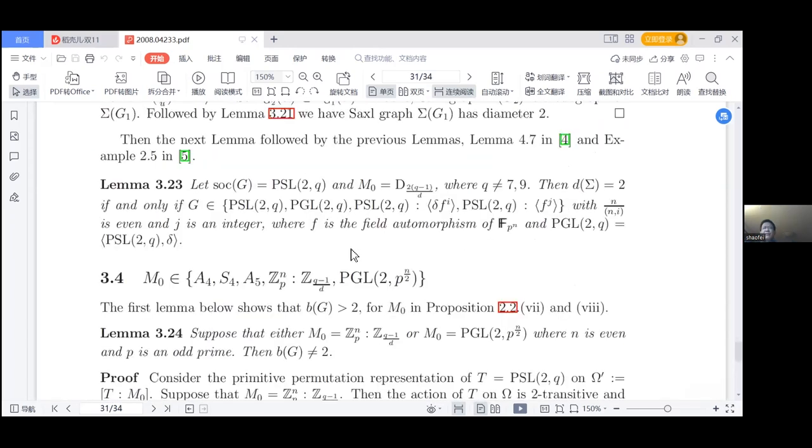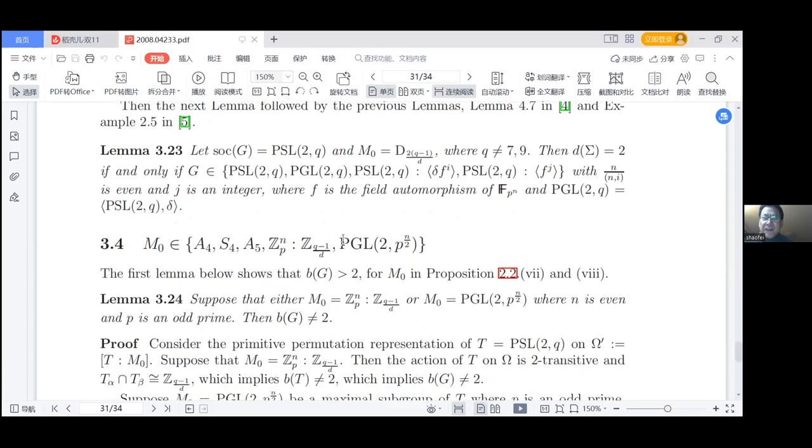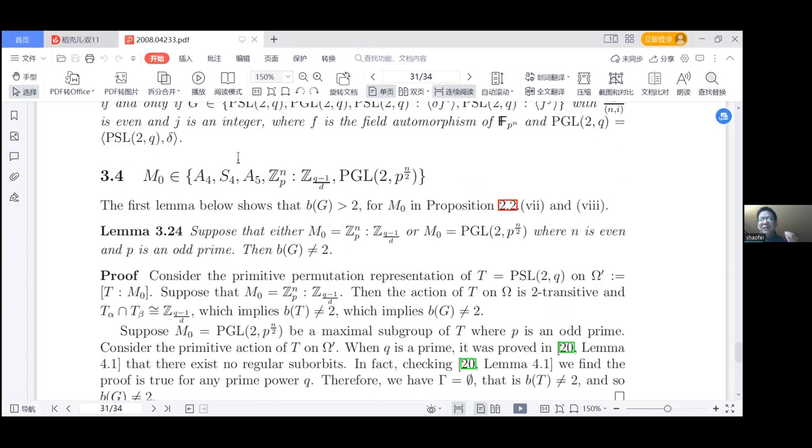Okay. So we have three families: PSL2(q), PSL2(p^m), and D_{q-1}. This is the main part. The others are very simple. You just use a probabilistic method.